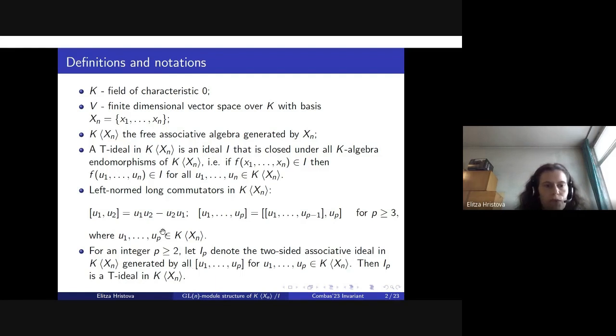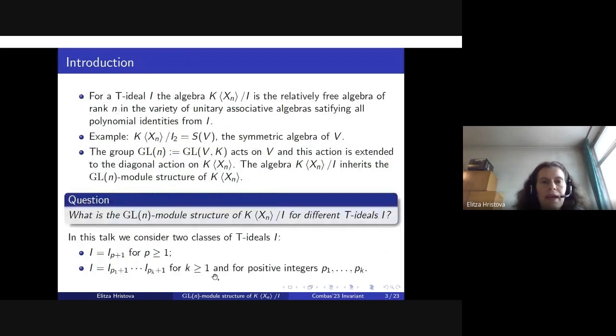Here I also recall the notion of long commutator. First we take the usual double commutator, and then we define commutators of length p using this iterative formula for any integer p. If we take Ip, it is not difficult to see that this ideal is an example of a T-ideal. Okay, and then the basic object in our talk will be the quotient algebra K⟨Xn⟩ mod I, where I is a T-ideal.